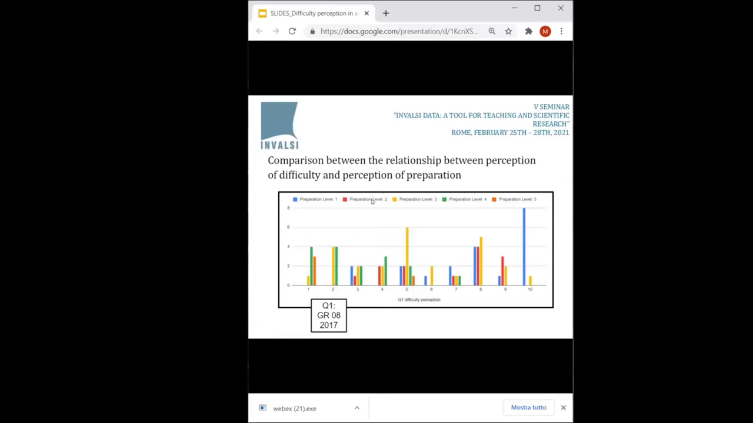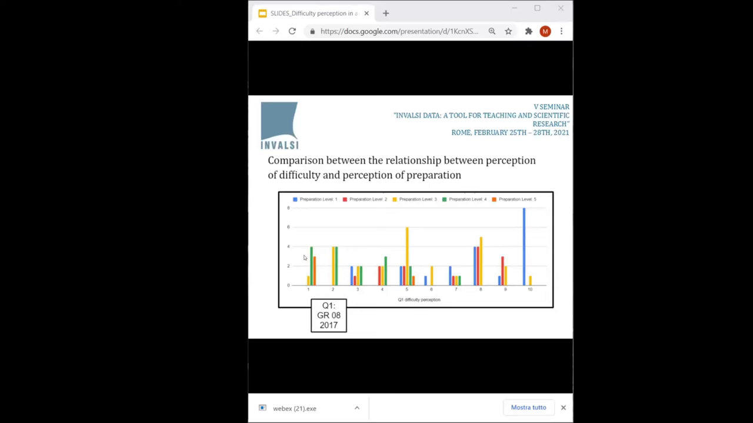So we also compared the relationship between the difficulty perception and the perception of preparation. So we asked students, after they solved the task, of course, to attribute a level of their preparation. That is, we asked them, do you feel prepared to answer this question? From a scale from 1, I'm not at all prepared, to 5, I'm fully prepared.